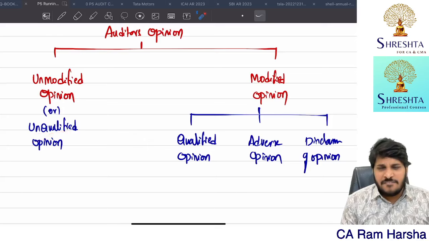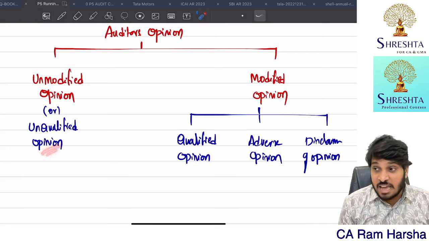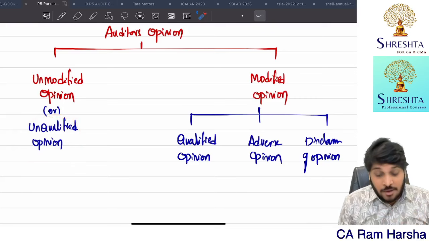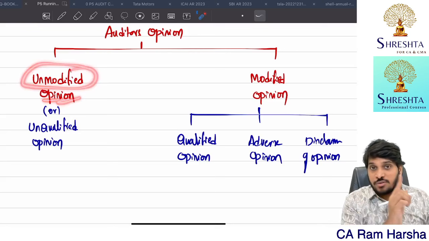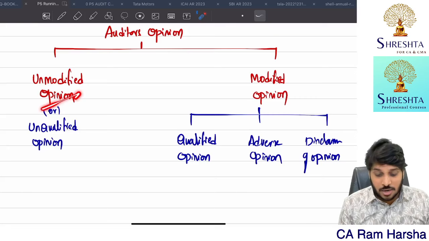Unqualified means without any condition, without any doubt, without any second thought, I am saying everything is true and fair, everything is correct. That's why it's called an unqualified opinion, where I am indirectly telling the management and the shareholders, dear all users, this profit and loss account, without modification, you can use as it is. No need to modify anything in this P&L because everything is right. That's called an unmodified opinion. Understood or not?